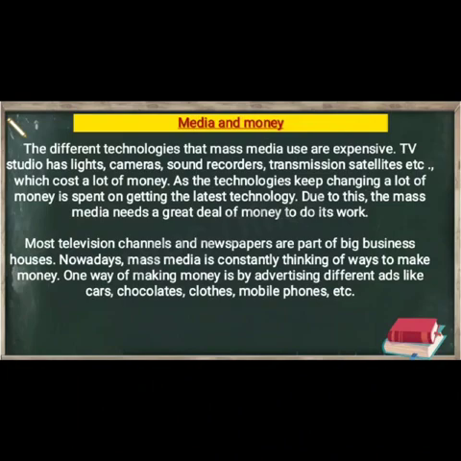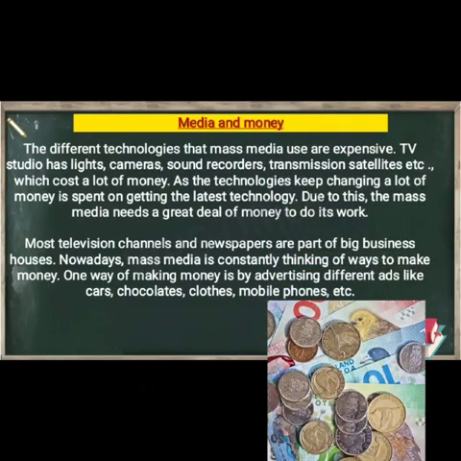Now, what is the relation between media and money? The different technologies that mass media use are expensive. A TV studio has lights, cameras, sound recorders, transmission satellites, etc., which cost a lot of money. As the technologies keep changing, a lot of money is spent on getting the latest technology. Students, due to this, the mass media needs a great deal of money to do its work. Most television channels and newspapers are part of big business houses. Nowadays, mass media is constantly thinking of ways to make money. One way of making money is through the advertisements that we see in between the news. That could be of anything: your mobile phones, clothes, cars, or chocolates.